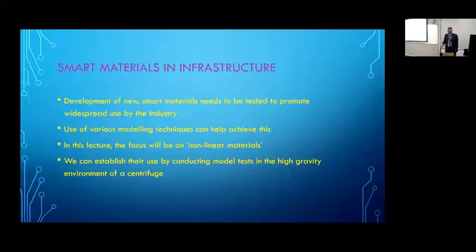But obviously, as I was saying, the development of these new smart materials, they have to be tested so that you can promote their widespread use in the industry. Now, there are various modeling techniques that are there to help us achieve this. And in this lecture, I'm going to focus on a particular type of material, the soil or nonlinear materials, and give some examples of how complicated the real life problems are and how we are trying to model that using a geotechnical centrifuge.